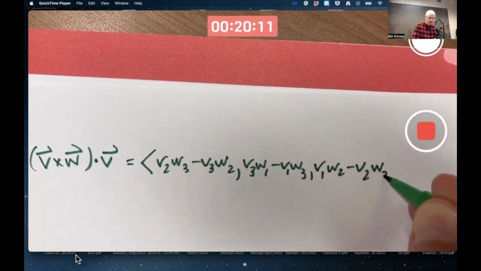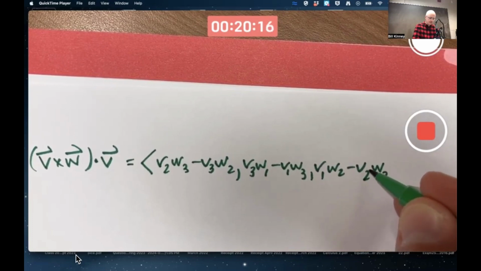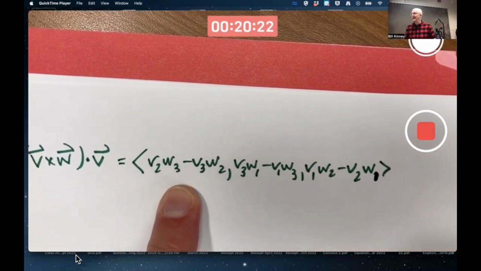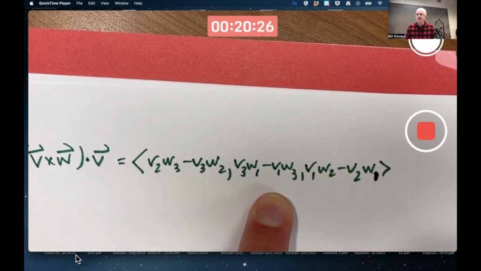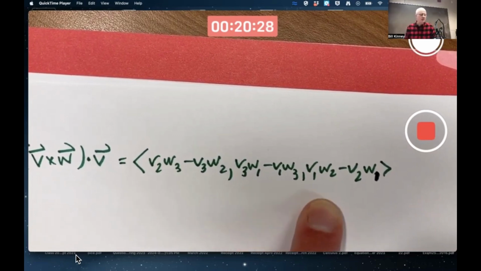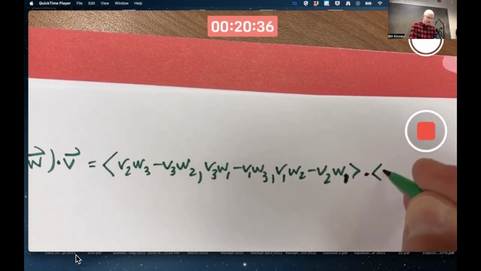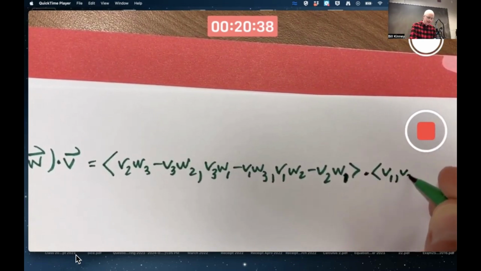Notice an interesting thing here. The first component doesn't involve any subscripts of 1. The second component doesn't involve any subscripts of 2. And the third component doesn't involve any subscripts of 3. Kind of interesting. Dotting this with V.